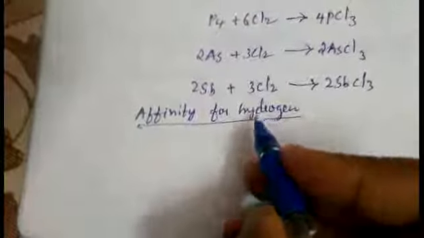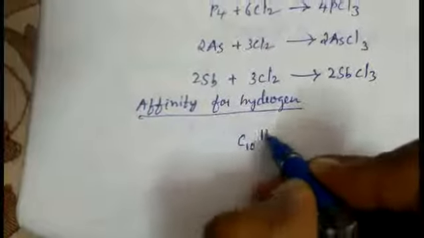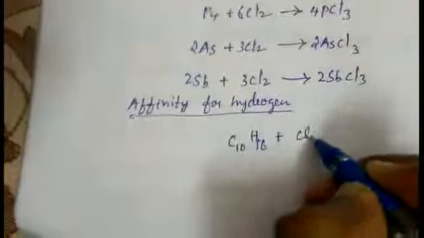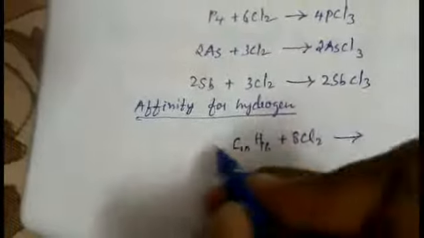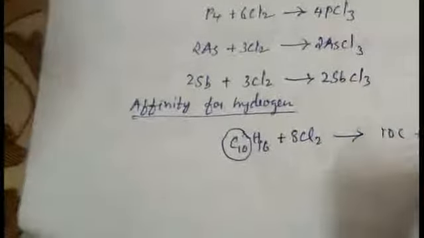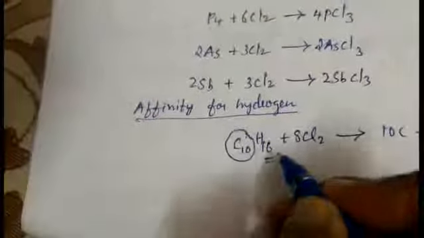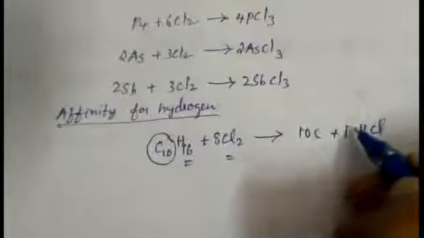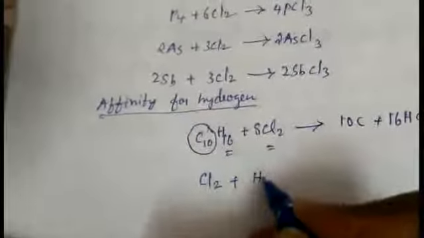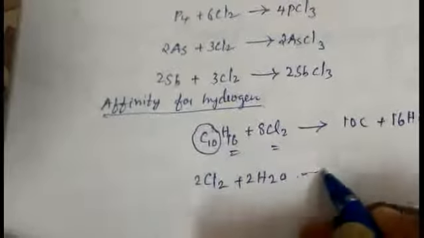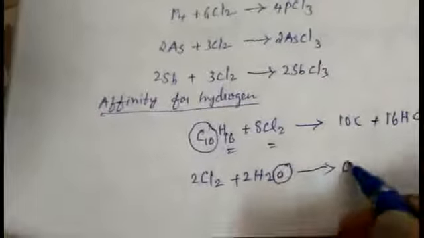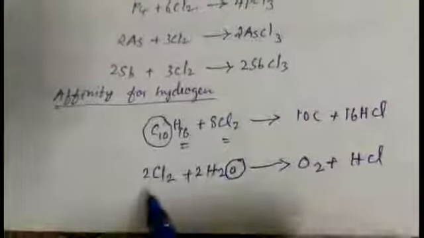Affinity for hydrogen. Taking C10H16 and reacting with chlorine, 8 molecules, gives only carbon released, because of the affinity for hydrogen. So 10C, remaining hydrogen and Cl. Here also 16, so write 16 in front. Next, chlorine reacts with water. Water formula H2O, both taken 2 times. Water releases only oxygen, O2. Remaining hydrogen and Cl present. Total hydrogen 2 times 2 is 4, total chlorine 2 times 2 is 4, so write 4 times.